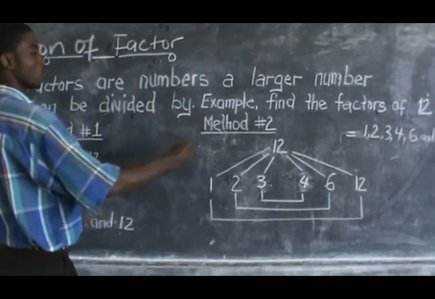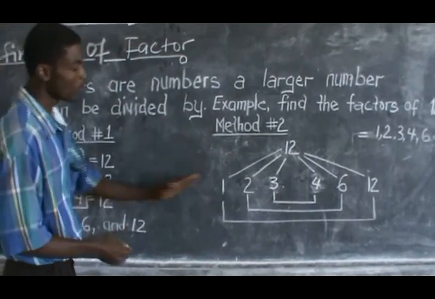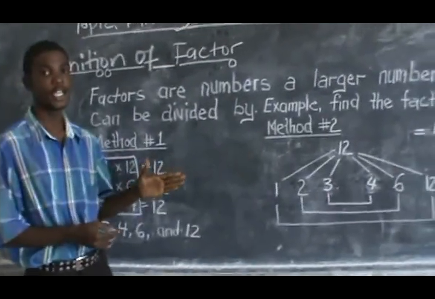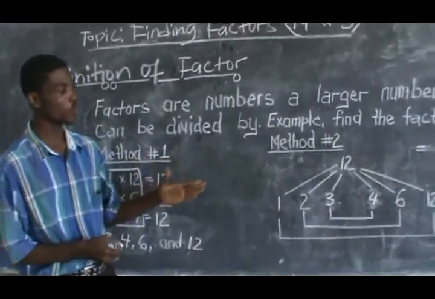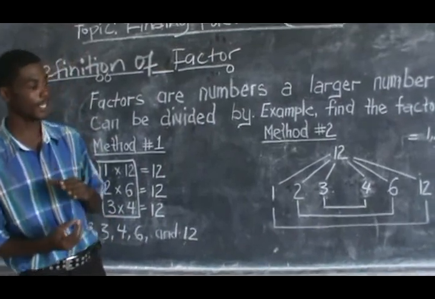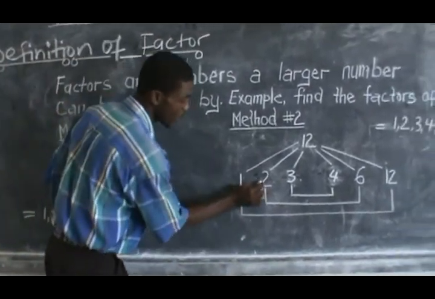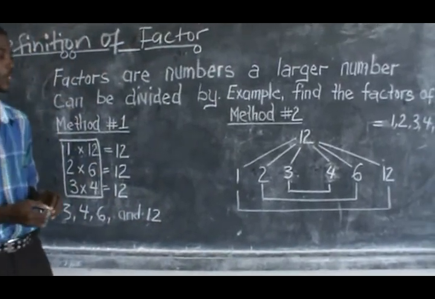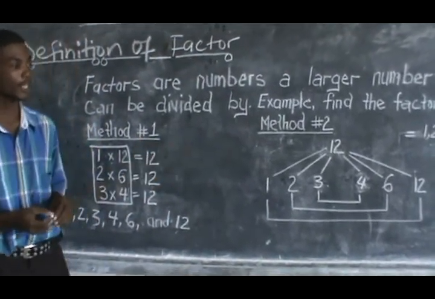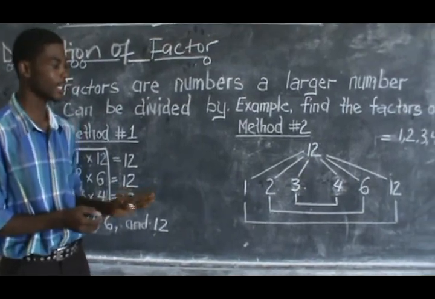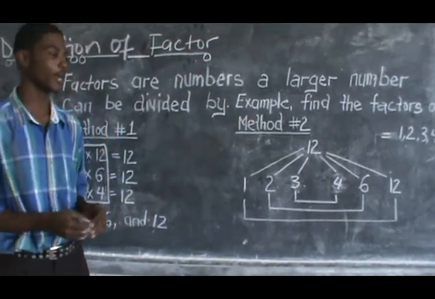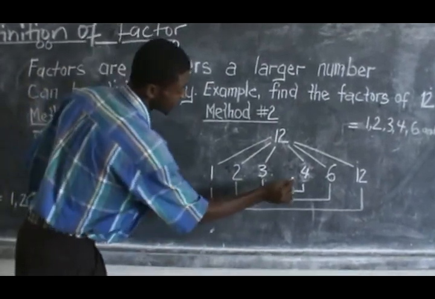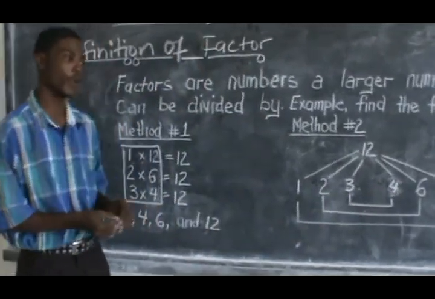So we put the 12 on the right extreme. We move on to 2. Can 2 go into 12? Yes, indeed. 2 can go into 12. 2 goes into 12 how many times? 6 times. So we place 2 here and we place 6 on the next extreme. We move on to the next number 3. Can 3 go into 12? Yes. 3 can go into 12. How many times? 4 times. So we place 3 and place 4 on the right side.